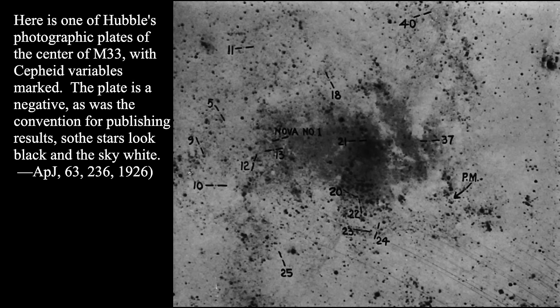Here's another one of his plates for the galaxy M33, another nearby galaxy, which is really just the big smudge in the middle, from 1926, as published in the Astrophysical Journal. You can see how he marked up a series of Cepheid variable stars for observation and follow-up. Notice that this plate is a negative, as is a common convention for publishing results. So the stars look black and the sky looks white, and the galaxy is that big cloudy fuzzy thing in the middle.